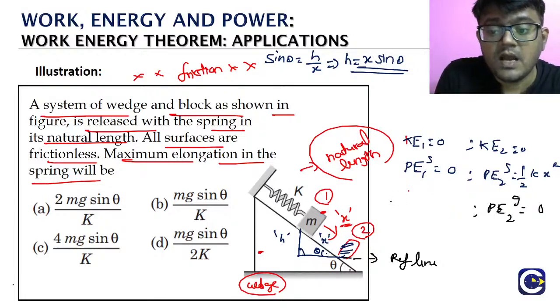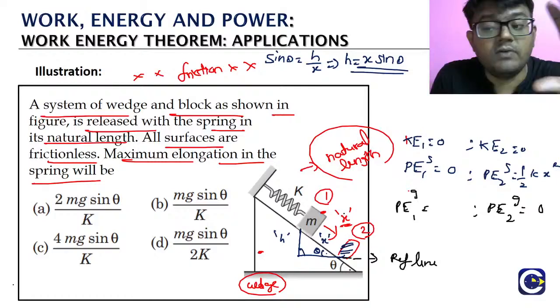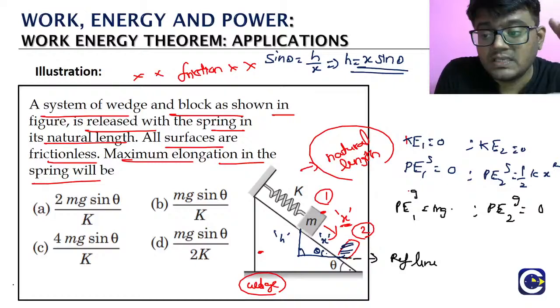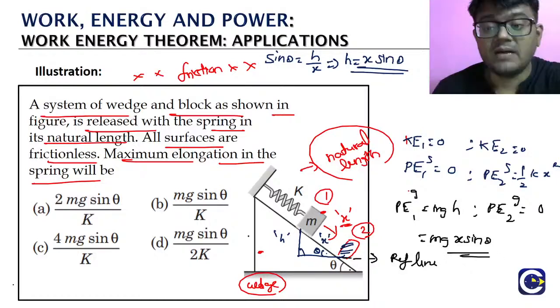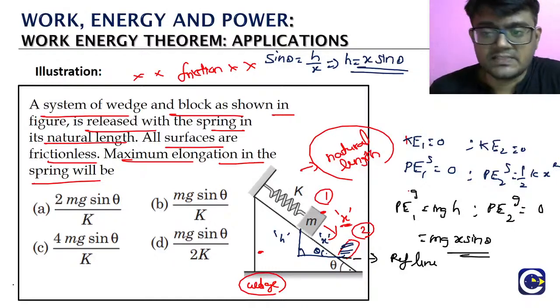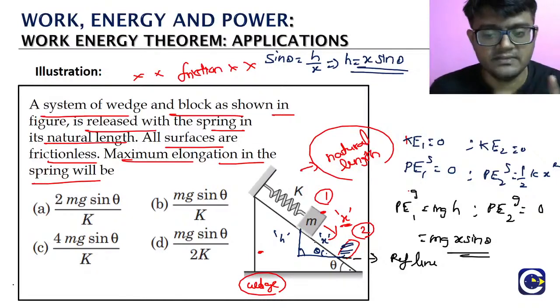Okay, then what is the gravitational potential at point 1? m into g into h. h means what? m into g into x sin theta. This is the gravitational potential energy of the block at point 1. How does this come? By using point 2 as the reference line. So we take the gravitational potential energy as 0 at point 2, because that is what we are choosing as the reference line. Gravitational potential energy always depends upon our reference line.